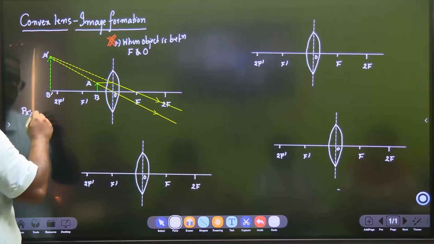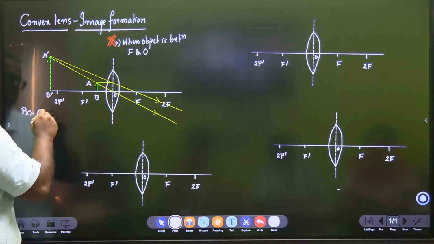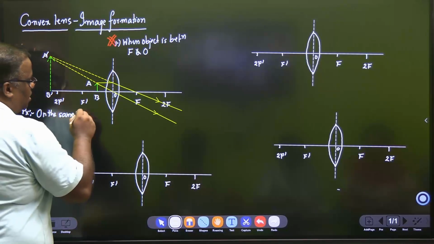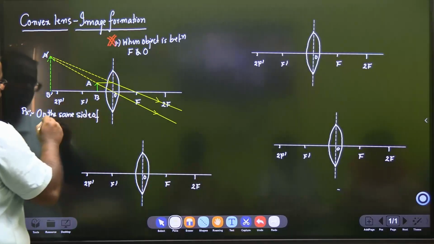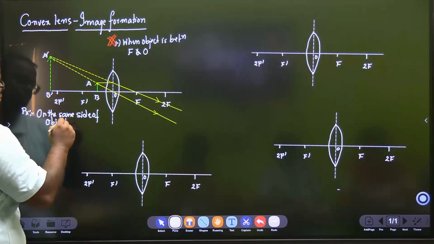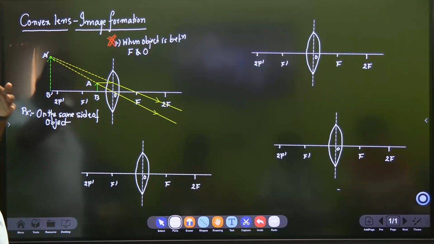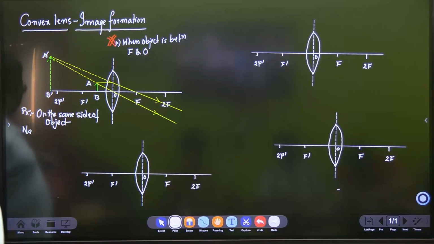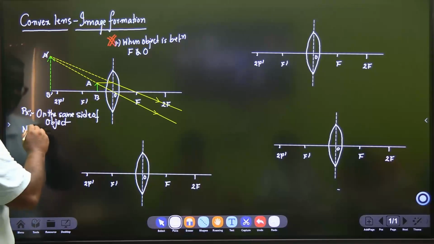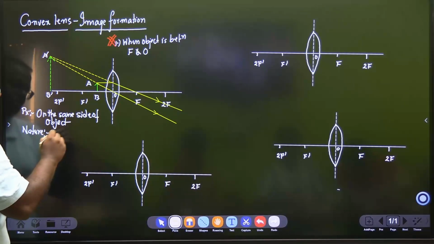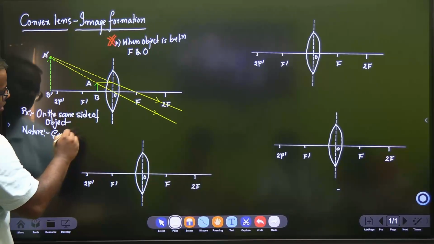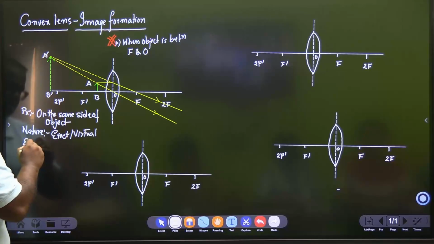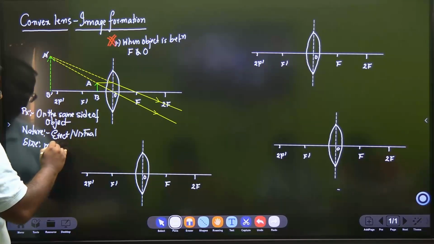What is the position? The position is on the same side of the lens as the object, or you can say behind the lens. You can say behind the lens or on the same side of the object. Nature. Somebody's chopping nails or what? Tak, tak sound is coming. Nature. The nature will be erect and virtual. And what about the size? The size will be magnified.